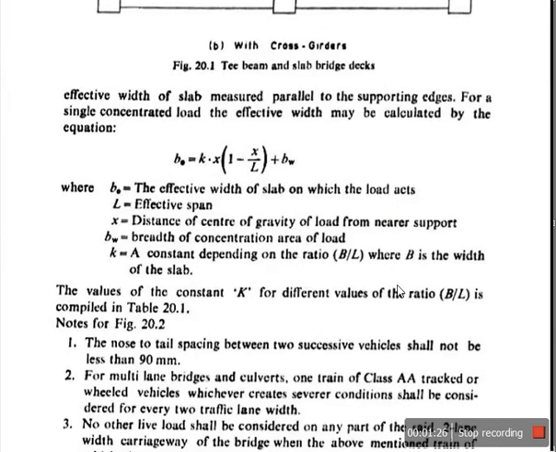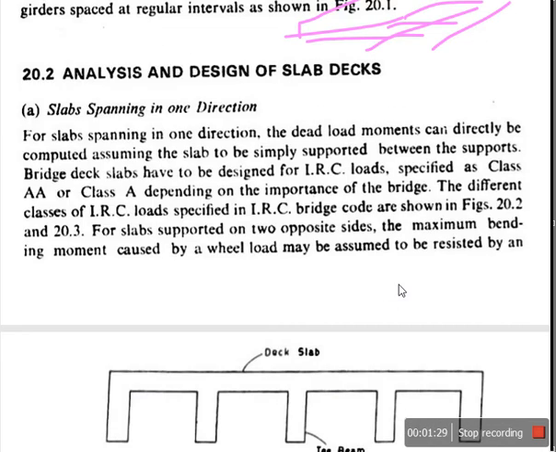Normally the analysis is done based upon the loadings. IRC 6 has given the classification of loading which you can consider. Normally we have four types of loads: class AA, class A, class 70R, and class B. From these we take the worst effect, finalize the bending moments, and then calculate them.